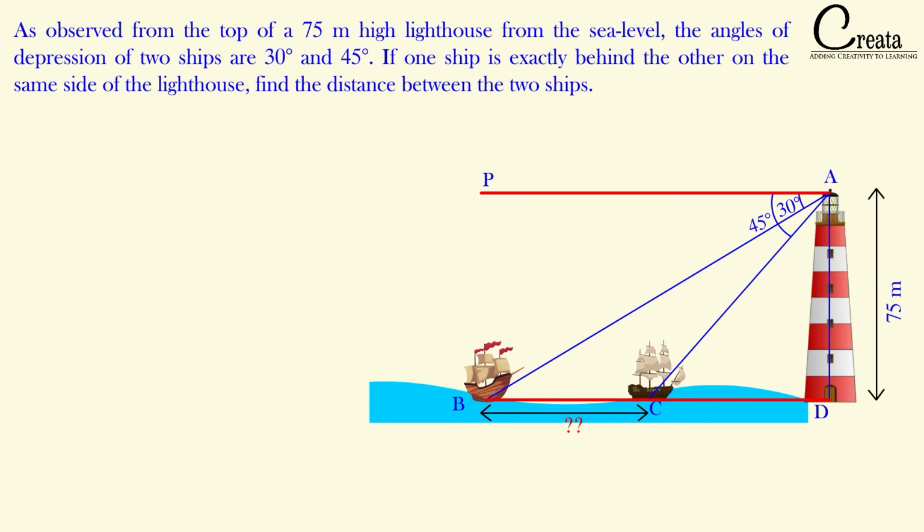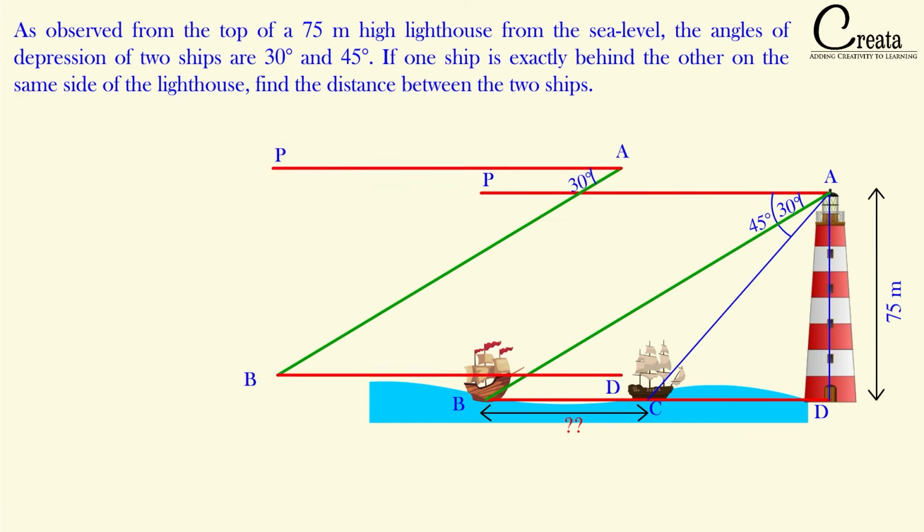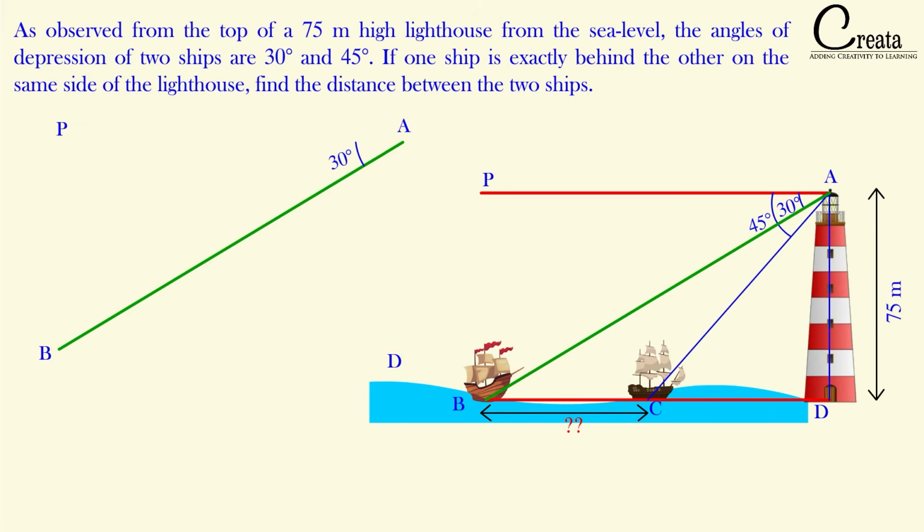Let's see. Here can we say BD and AP both are parallel to each other? BD and AP both are horizontal lines, so they will be parallel to each other. And can we say AB is the transversal? Let's take these three line segments out of the figure. Here AP and BD both are parallel to each other and AB is the transversal. And in case of transversal, the alternate angles are equal. So these two angles will be equal to each other. This angle is 30 degree, so this angle will also be equal to 30 degree. The simple concept of transversals we have used.